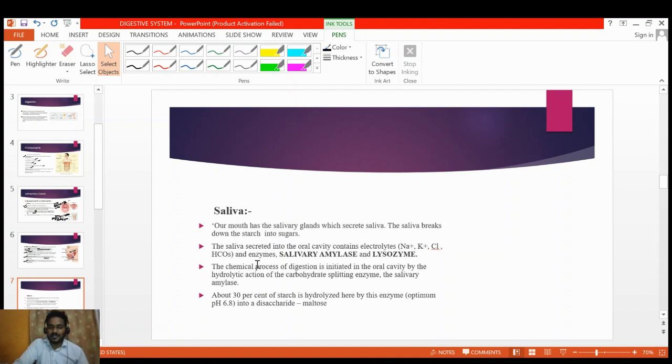It is antibacterial by nature and it prevents infection. The salivary amylase is very important. It's simply a hydrolytic enzyme. Splitting of carbohydrate, about 30%, takes place with the help of salivary amylase.